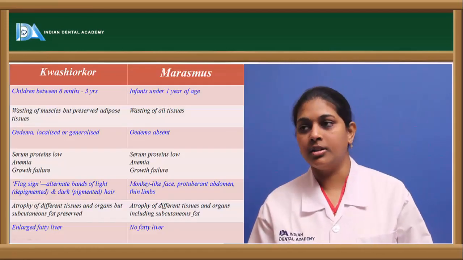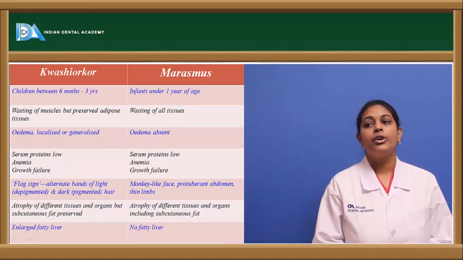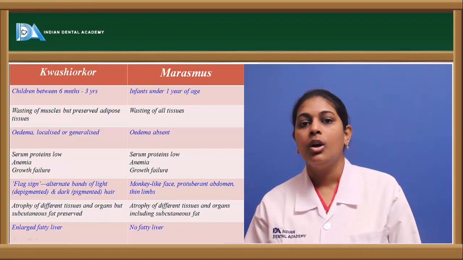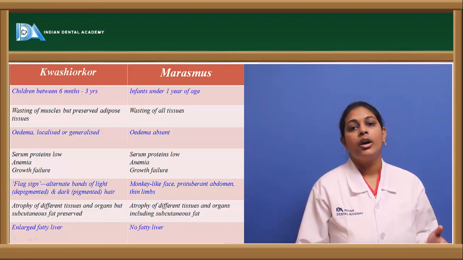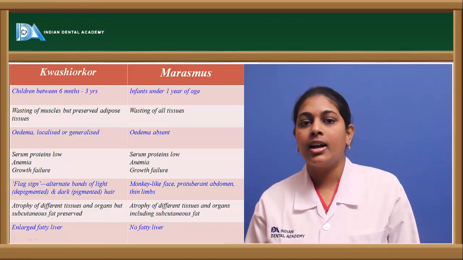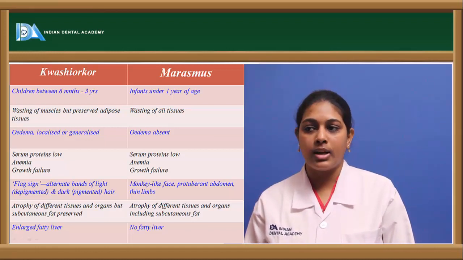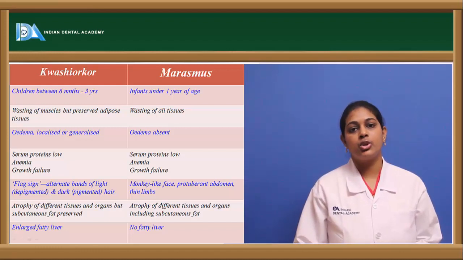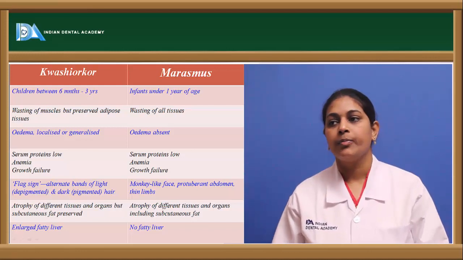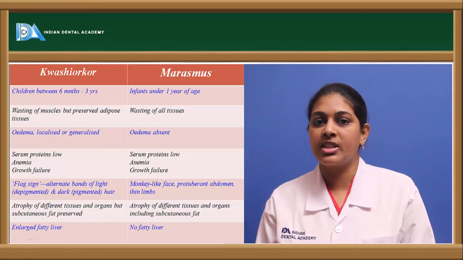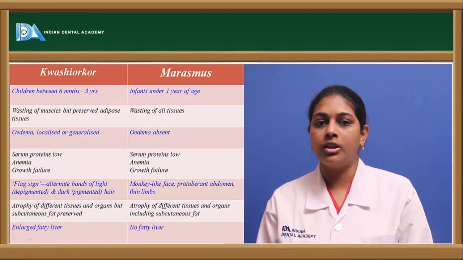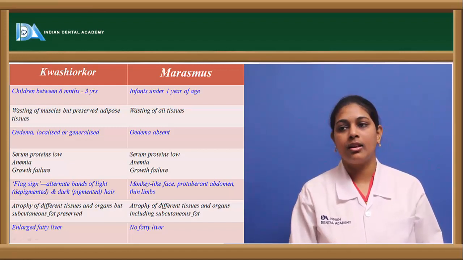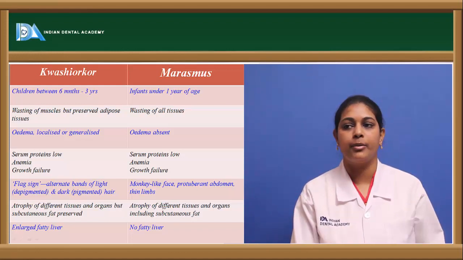Coming to the differences between kwashiorkor and marasmus, usually marasmus, as already explained in the definition, occurs in infants, that is under the age of 1 year. Whereas kwashiorkor is seen from the age range of 6 months to 3 years. And kwashiorkor is usually characterized by muscle wasting, but as already explained, there is sufficient calorie intake, so the adipose tissues which have been preserved are being utilized by the muscles. Whereas in marasmus, because of the starvation of the infant, there is complete wasting of all the tissues. Unlike in kwashiorkor, where it is only muscle wasting, in marasmus we see wasting of all other tissue other than the muscle. It could be the adipose tissue as well.